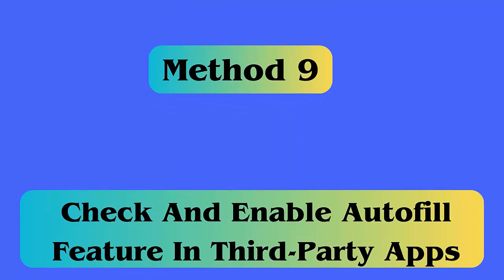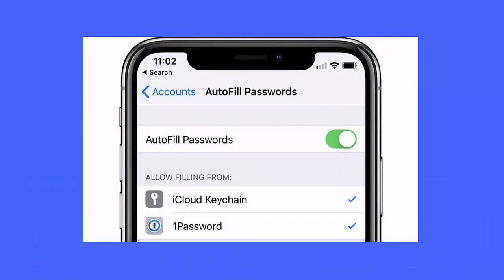Method 9. Enable autofill feature in third-party apps. Ensure to enable third-party autofill password manager if you are using. First, launch 1Password on your phone. Now, click on profile icon, open settings. Here, select autofill, then enable it.